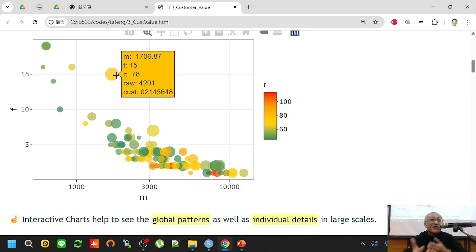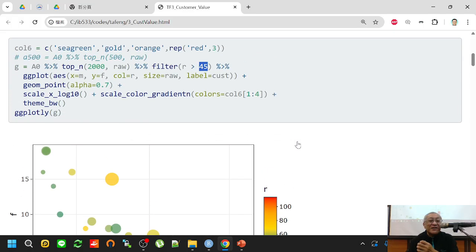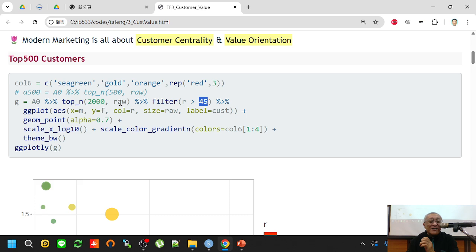So you might want to send some promotion to him or her, if you have the app, to try to get him or her back. This is the customer value type of spirit. So you can filter out the important customers, and if they are still buying from us, it's okay.